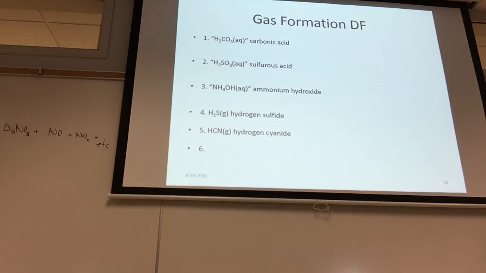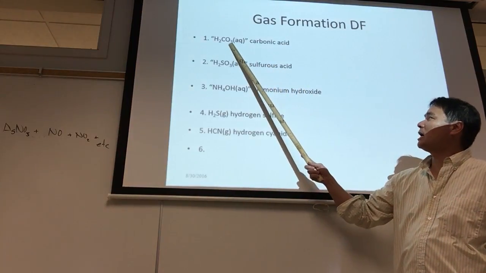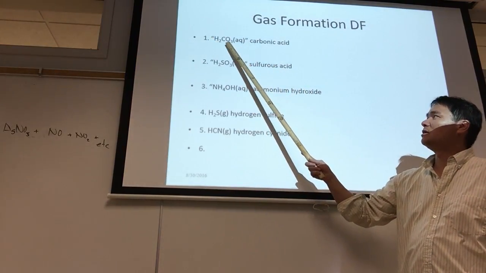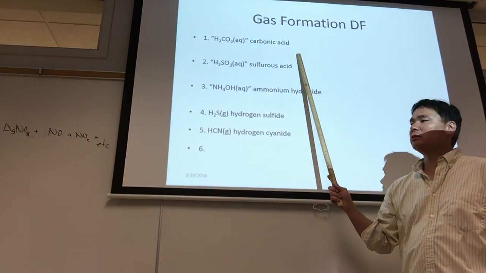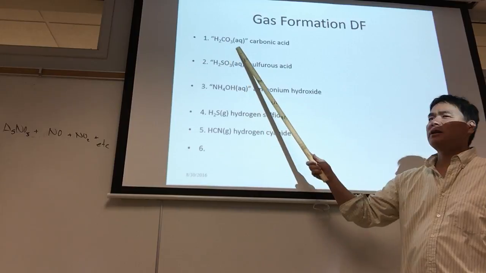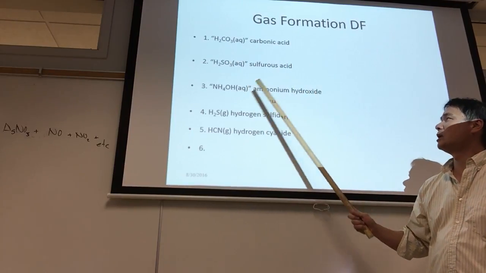Gas formers. Do you guys remember this? Carbonic acid is inherently unstable. If you ever form carbonic acid, it doesn't last. It decomposes into water and CO2. So the best thing is don't even write carbonic acid, just write water and CO2: H2O liquid and CO2 gas.